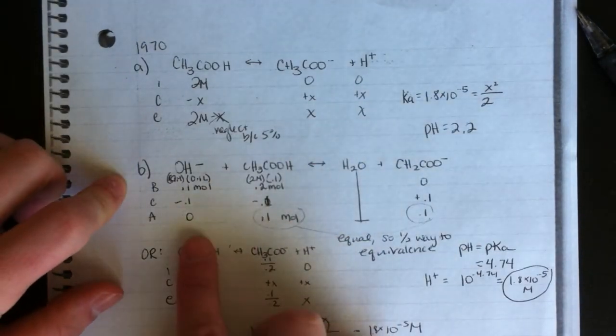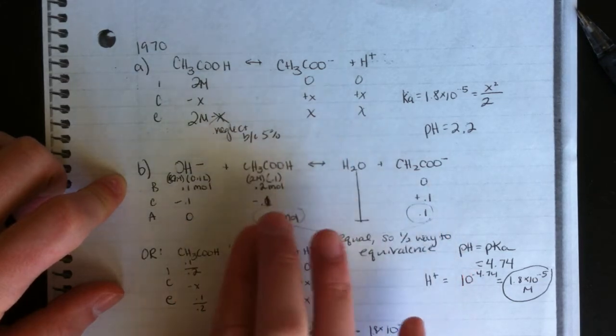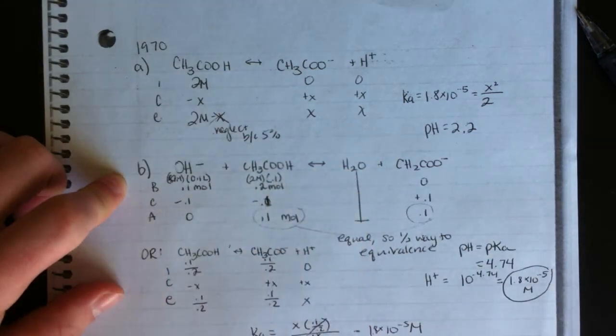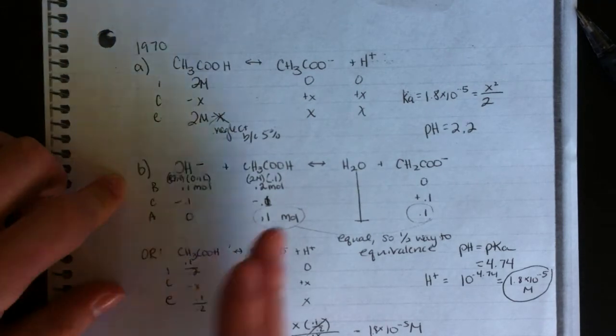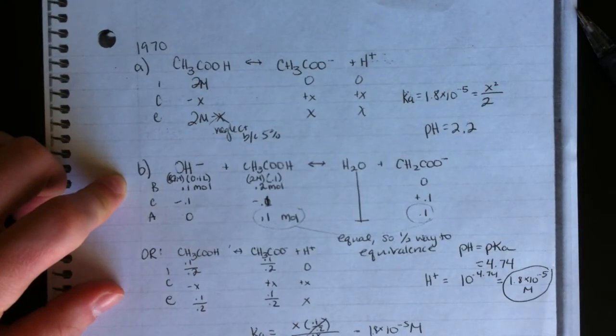Then in B it says, what happens if we make a buffer by adding hydroxide? So remember, there's two ways to make a buffer. One is weak acid and its conjugate salt. The other is weak acid with a strong base. Okay, and we can flip it around if we wanted to make a basic buffer. It would be a weak base with a strong acid or a weak base with its conjugate salt.